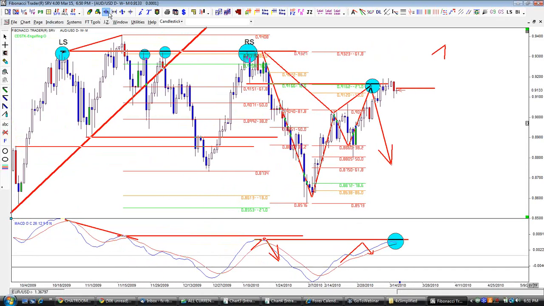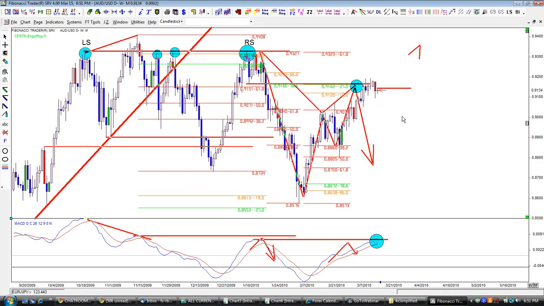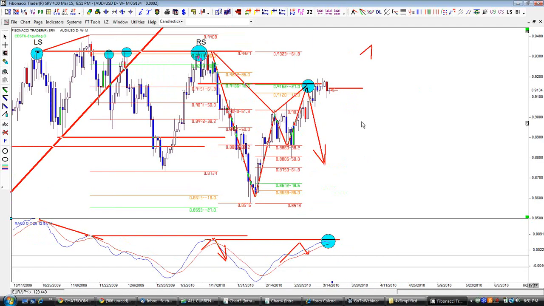So far, we've had a very strong MACD divergence, and it's continuing. You can see that every time the MACD is crossing, it is making lower highs, and those moves are even bigger and bigger going down. So we can see the Aussie go lower.